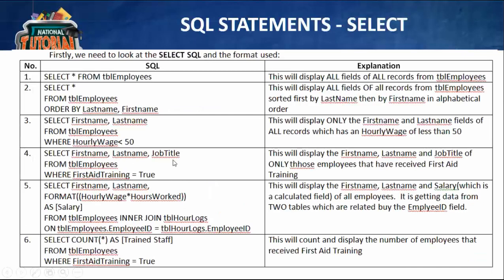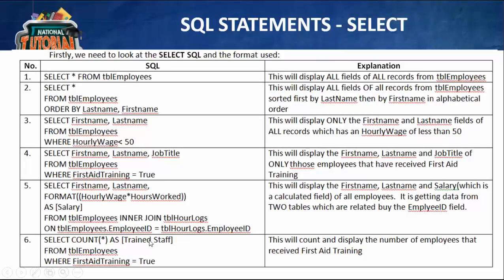We are only getting 3 fields from TBL employees, but which employees' data are we getting? Only those that received first aid training. Now, if you look here, I've got here where first aid equals true. That means first aid is of type Boolean. So those people that did not receive first aid training will not be displayed. Let's look at number 6 first.